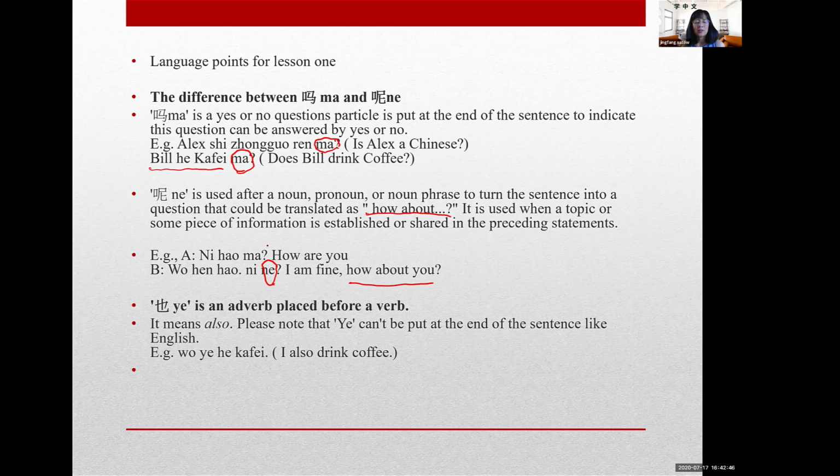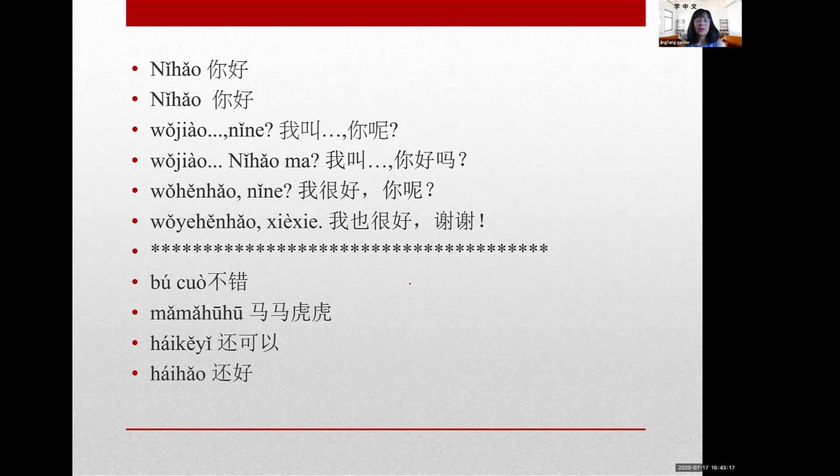And the other grammar point we learned is ye. Ye is an adverb. It means also. In our textbook, it also says it means too, T-O-O. I just want to remind you that ye is always placed before a verb. It is never placed at the end of the sentence like in English.